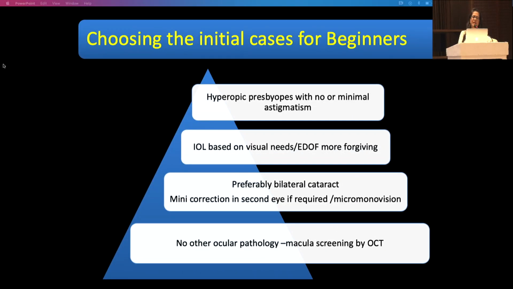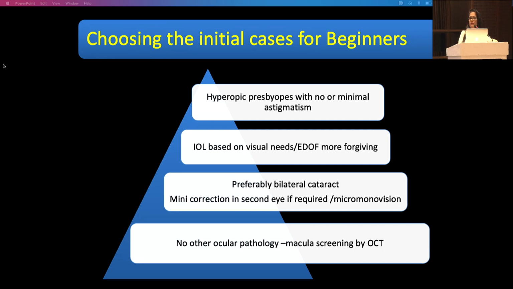The last slide is on what kind of cases to choose if you're starting your presbyopic practice. Hyperopic presbyopes, they are the most happy with whatever they get, with minimal astigmatism. Again, decide on the visual needs. I've given you an idea of how to choose, preferably bilateral, because the neural adaptation is much faster and they are happier that way. And as I said, if there is a small residual error, your biometry is a little off, you can do a micro monovision correction in the other eye, or plan whichever way to balance out the other eye also.